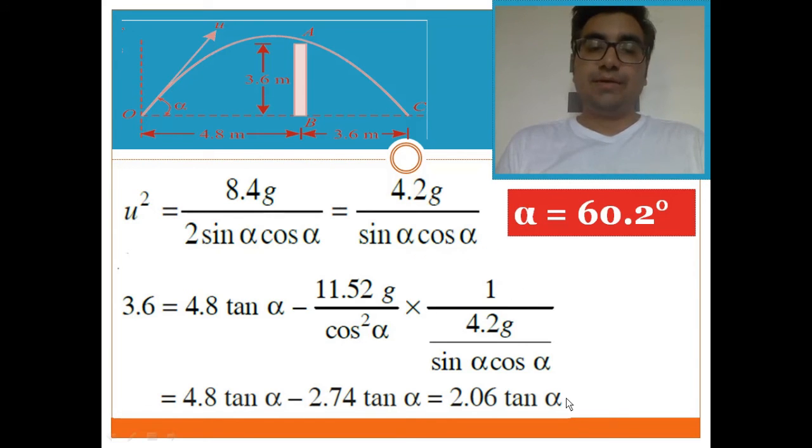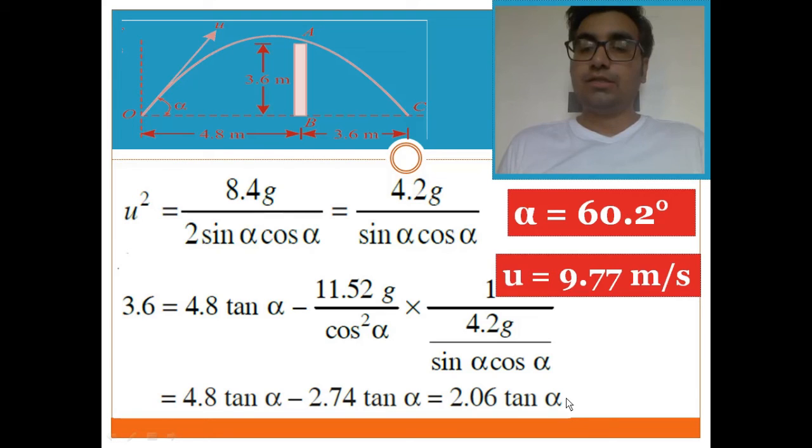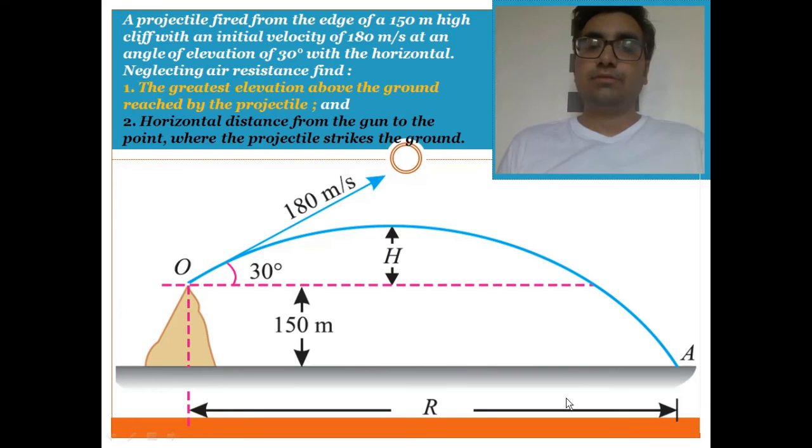Here there is a complete step by step information of how we found the alpha, and with the help of alpha we are going to find the final velocity. So this is the velocity by which the particle was projected at an angle of 60.2 degrees and it has cleared the wall at 3.6 meter.